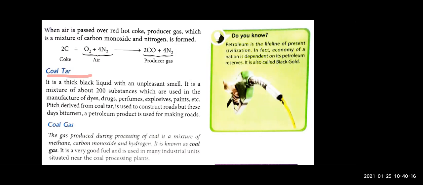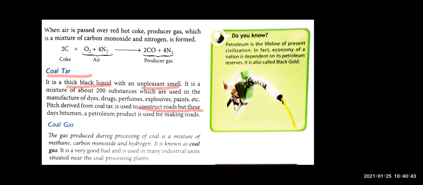Means when you are burning coal, right, beta? At very high temperature in absence of air, one of the products that is formed is coal tar. Coal tar is a thick black liquid which has an unpleasant smell. Children, it is used for the construction of roads. You might have seen tar, Damar road, right? For that they are using this coal tar. So that is your tar, right?